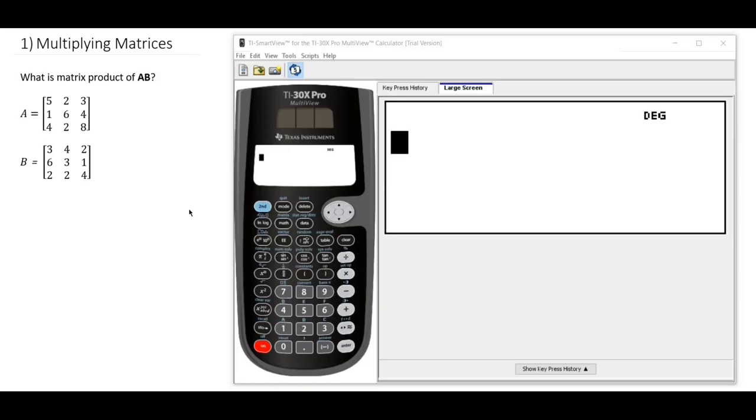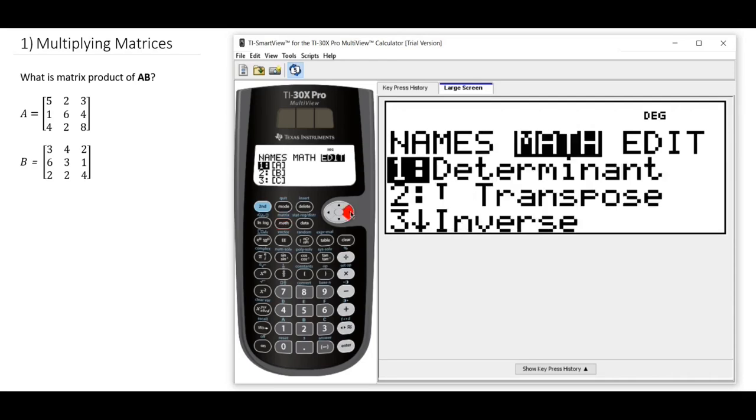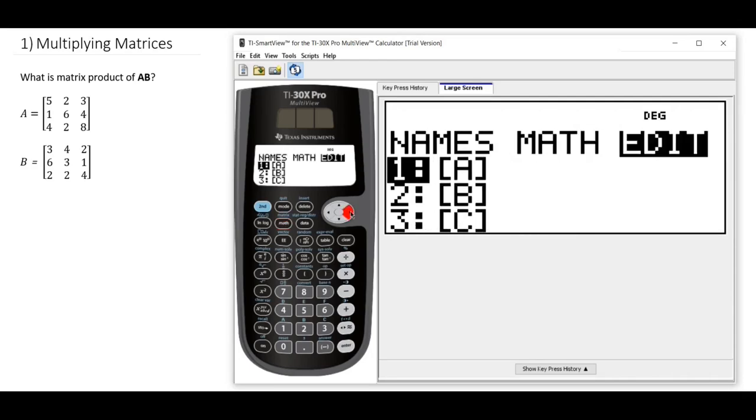For problem 1, we are given, what is the matrix product of A times B? So we have two 3x3 matrices. To enter the matrices into the calculator, first you need to press second. Then we press math. So here we can enter the matrices. First I'm going to go to the right to edit the matrices. Now to edit the first matrix, I'm going to press enter.